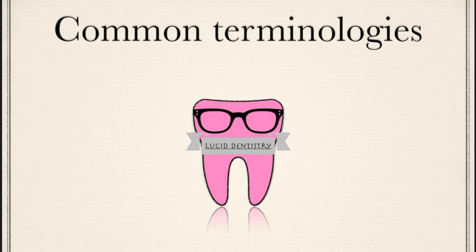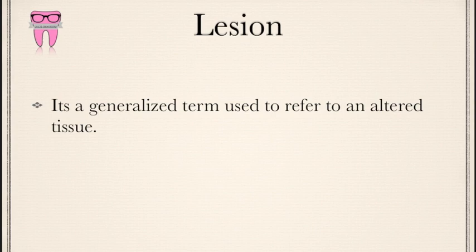Today we'll be concentrating on some basic or common terminologies in oral pathology. So let's get started. The first term which we are going to learn today is the word lesion. What is a lesion? A lesion is a generalized term used to refer to an altered tissue.